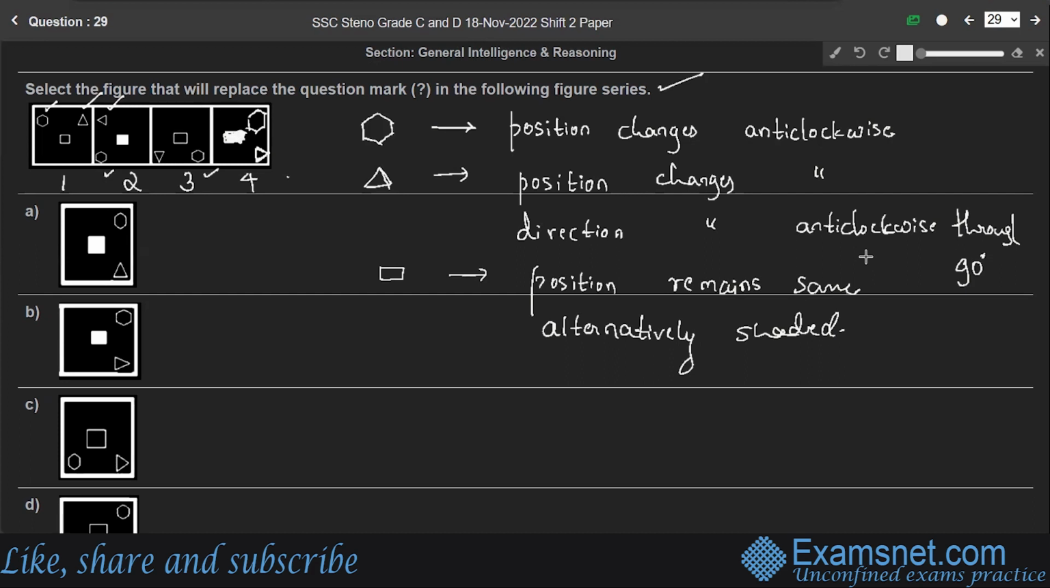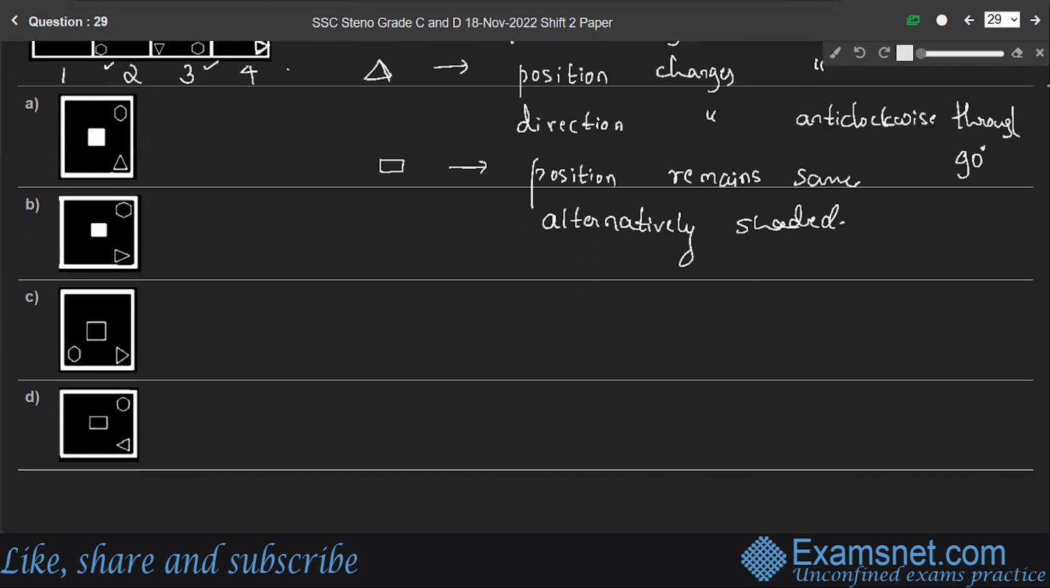Therefore, the fourth figure looks like this, so look at the figures now. Yes, look at the second option, in which the triangle is towards the right. Here is the hexagon, and this rectangular portion is at the center, which is shaded. Option B is the right answer.